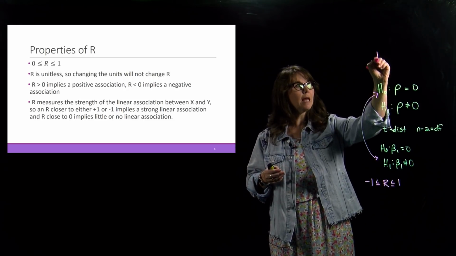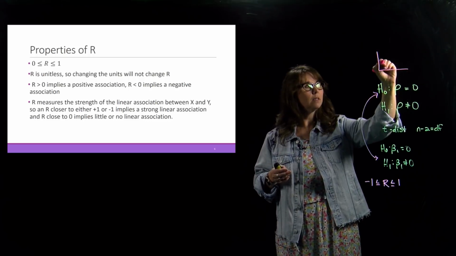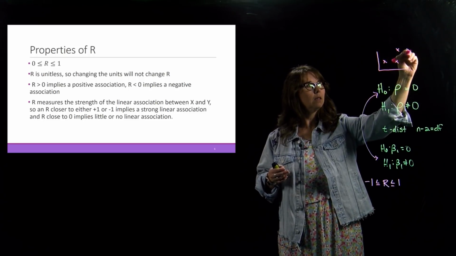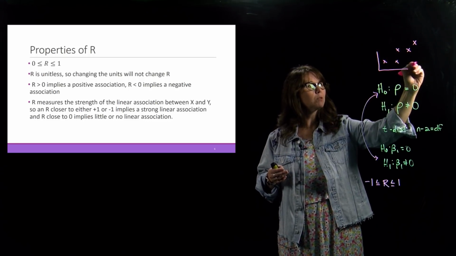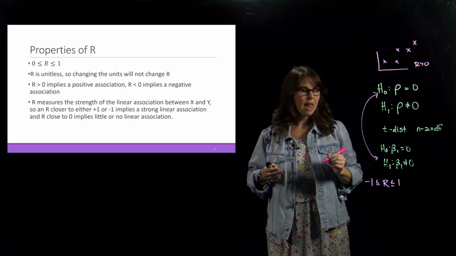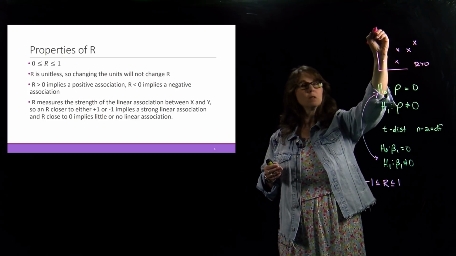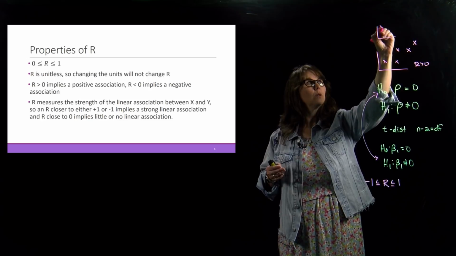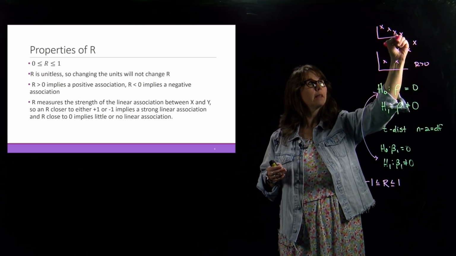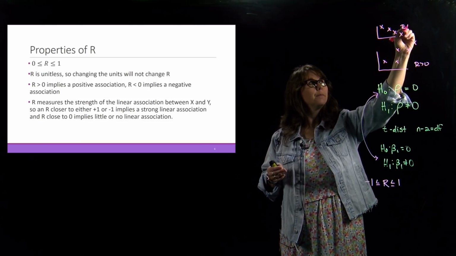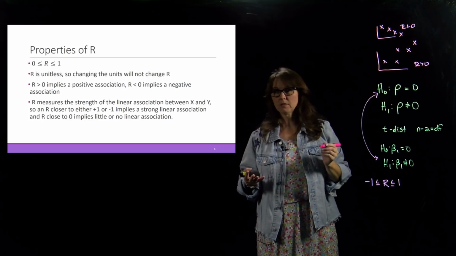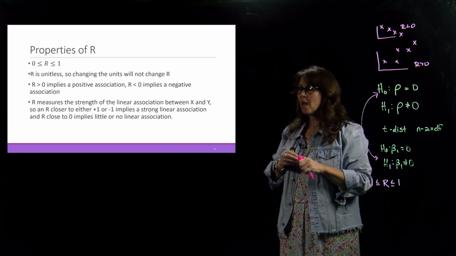So if you want to connect that to the scatter plot, this would be some sort of R greater than 0. An R less than 0 would be something like that. And that implies a negative association between the two variables.